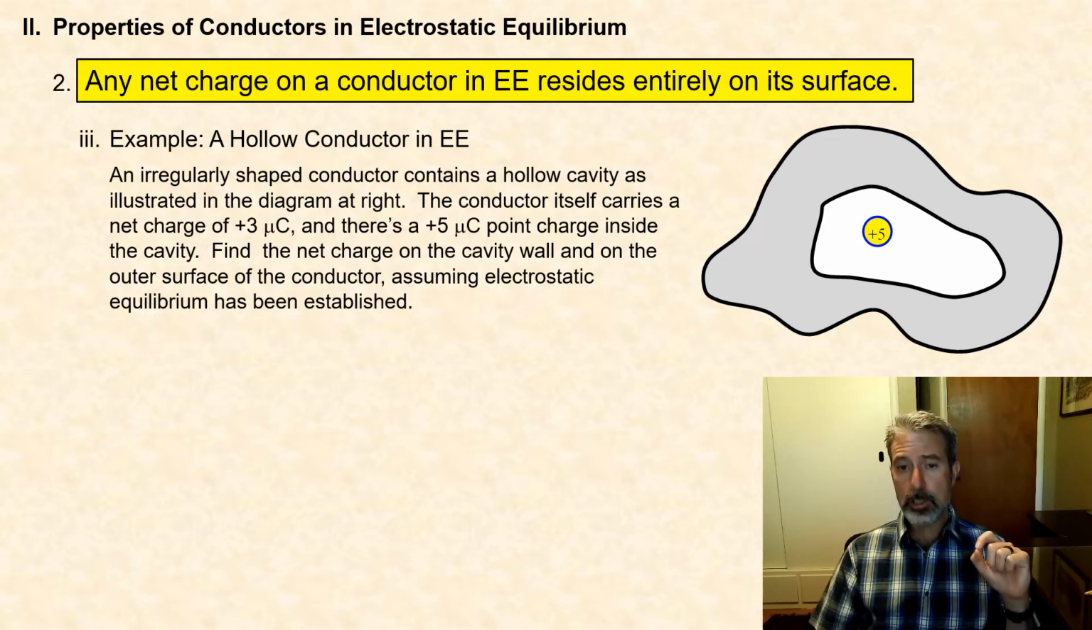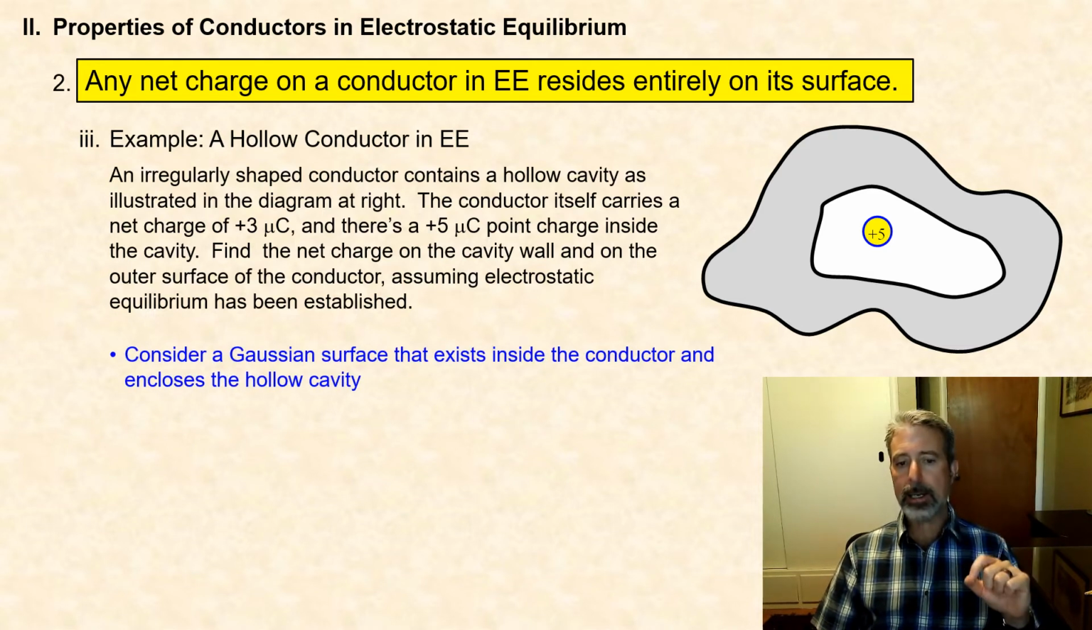We're also told that there's a positive 5 microcoulomb point charge that exists within the cavity of the conductor itself. We're asked to find what the net charge on the cavity wall is, as well as on the outer surface of the conductor, of course, assuming that electrostatic equilibrium has been established. So this is certainly a multi-step problem that we're going to have to break apart piece by piece and reason in chunks and bits here.